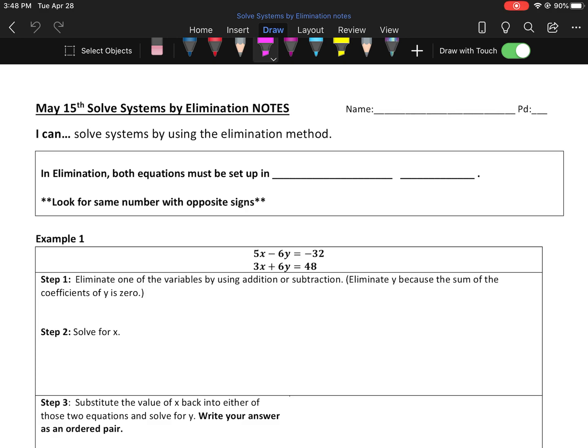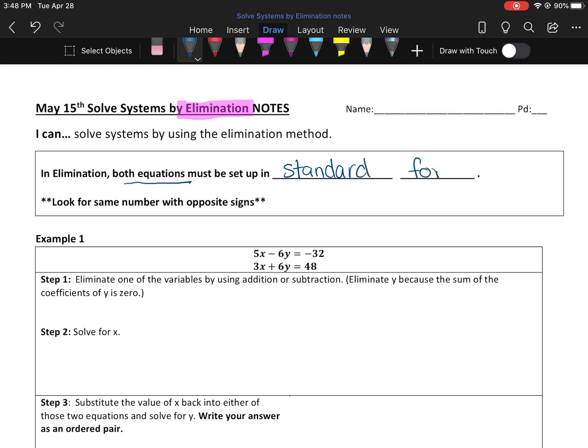The last thing that we're going to talk about is if you don't like solving by graphing or by substitution, then you've got one other option. We can use elimination instead. Literally, we're going to try to eliminate, get rid of, take out one of the variables. Now, in order to use elimination, both equations have to be set up in standard form.